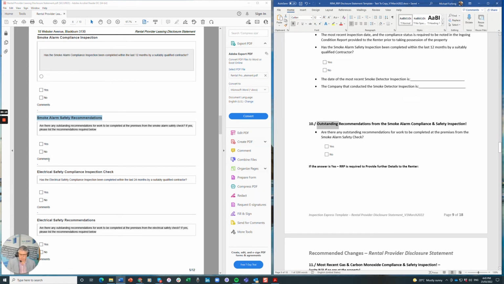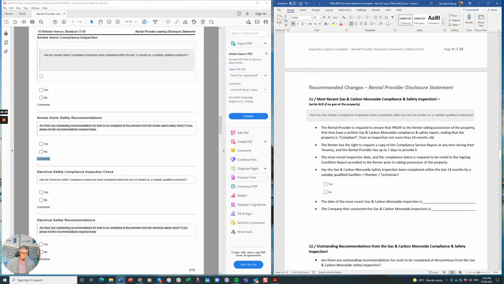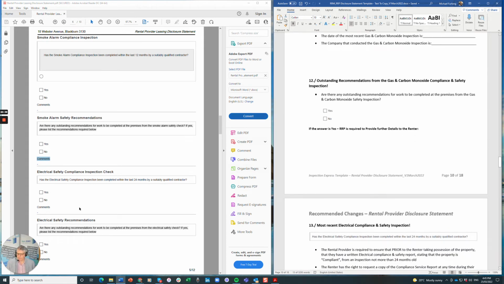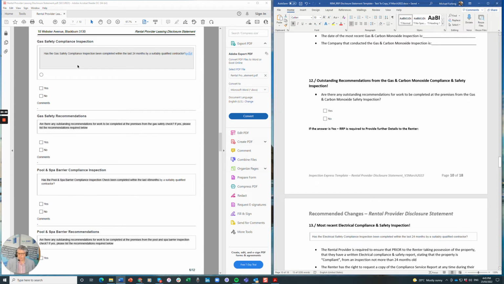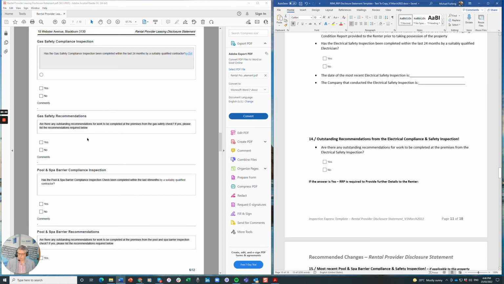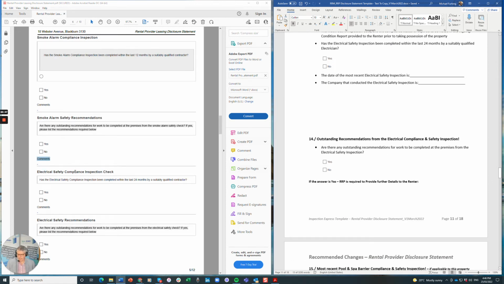And again, comments. I don't think I could probably count on one hand the number of files that I've seen come back that have got something written in the comments. So at least here, if we've got them here, we're saying if it's yes, they're required to put the information in there. Exactly the same thing for gas and carbon monoxide. Gas safety inside of there. Exactly the same thing for electrical. So we've got the electrical back here in there.